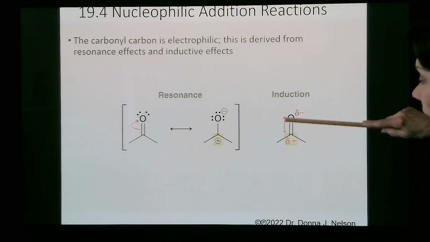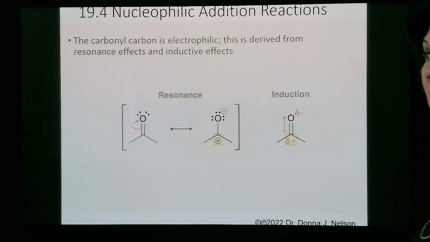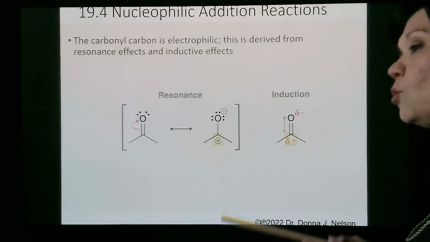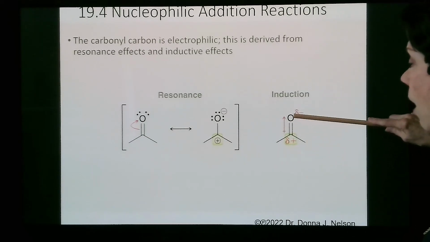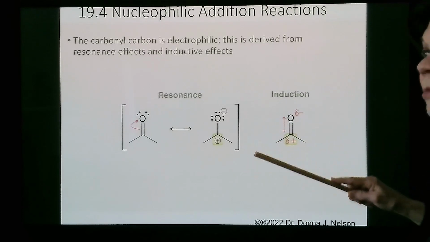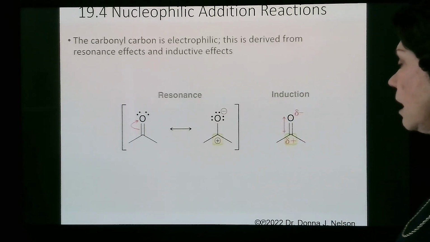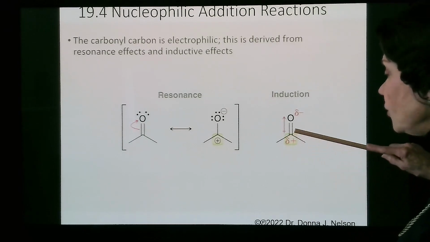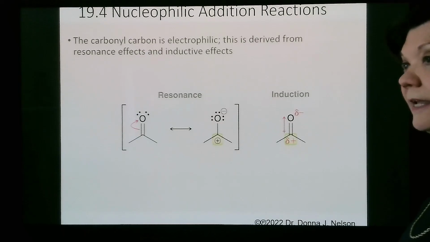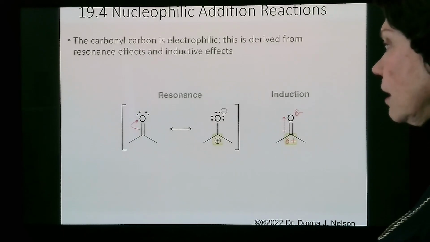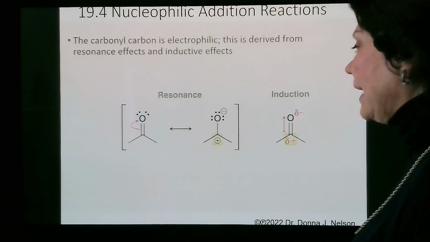So this arrow indicates that the pi electrons, as well as the sigma electrons, but the pi electrons to a greater extent, are polarized onto oxygen. They actually spend more time on oxygen than on carbon. And so the pi electrons are more highly polarized than even the sigma electrons. These two resonance structures indicate that.